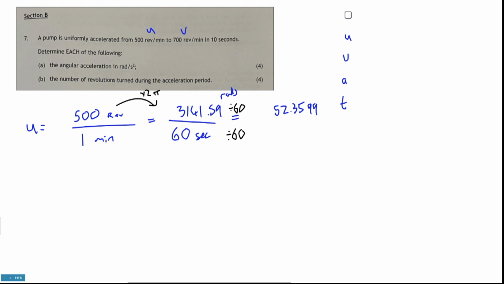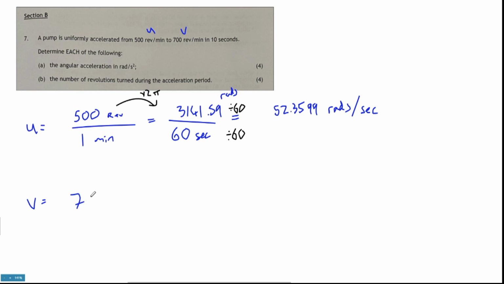So that's really good. Let me move my SUVAT, it's just in the way. This is going to be rads over 1 second. We don't need to write the 1 second because it's just rads per second now, which is what we needed. This is good. It's the right kind of units. Let's do the same thing for v. v is going to be exactly the same process.